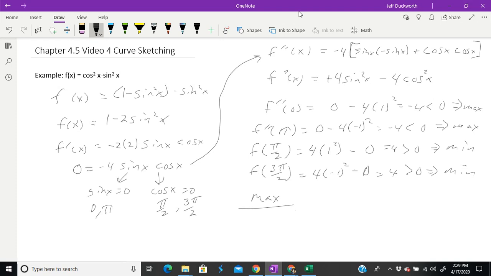what do we have? 0. If we plug in 0 there, we have 0, 1. And the other one is pi, so let's square it again. So pi and 1. And our mins are going to be at pi by 2 and negative 1, and then 3 pi by 2 and negative 1 as well. So I'm not going to graph this, but these are the different max and min points using the second derivative test for a different trigonometric function.